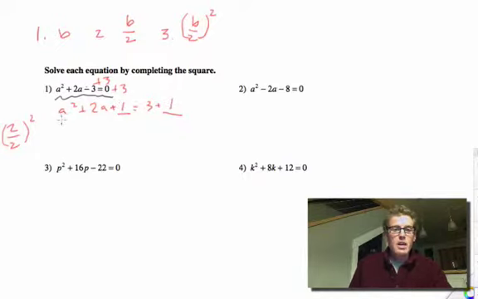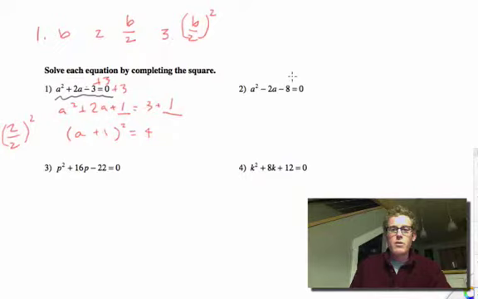Now what I have here is a perfect square. So that means that I can say that this whole thing is the same thing as a plus 1 quantity squared, and that equals 4. Voila, the square is completed. Let's take another stab at this and maybe practice number 2.